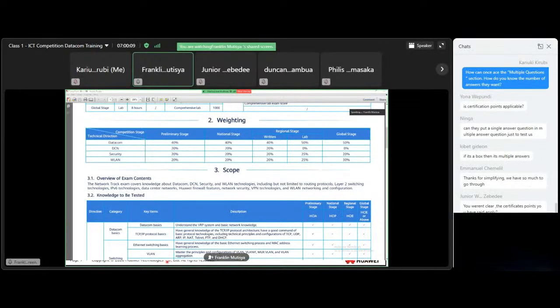There's something you weren't clear about. The certification points you have said apply or do not apply. This is a question that this time is a little bit big for us. Ask it in the group. We have the representative from Huawei, Michael Kamau, who will answer. Yeah, kindly ask that question. Junior, do you have a certification currently?